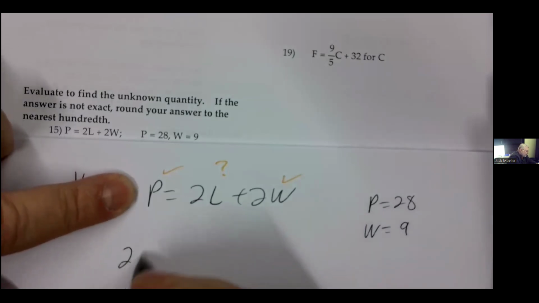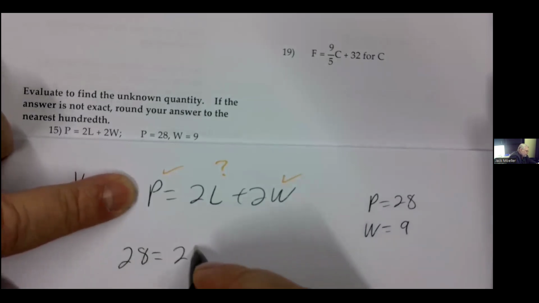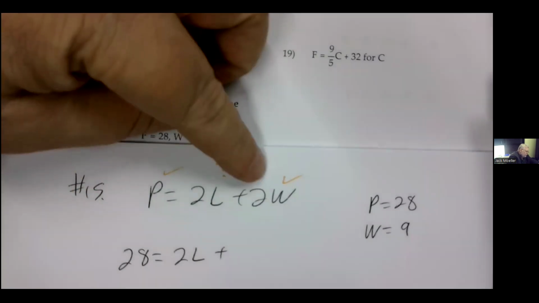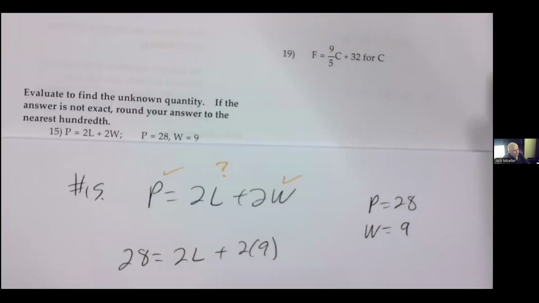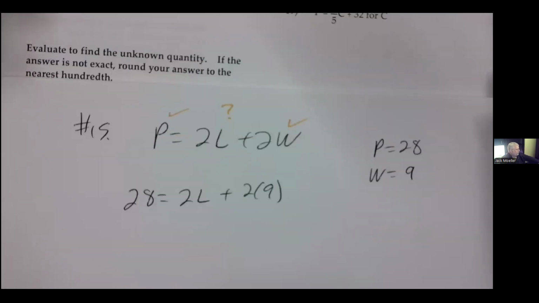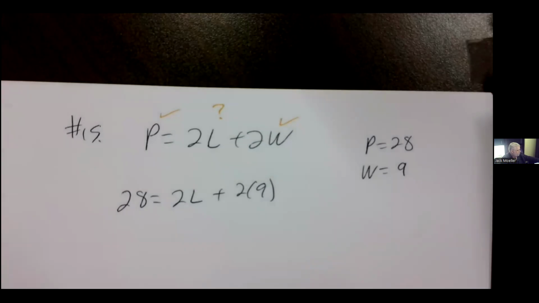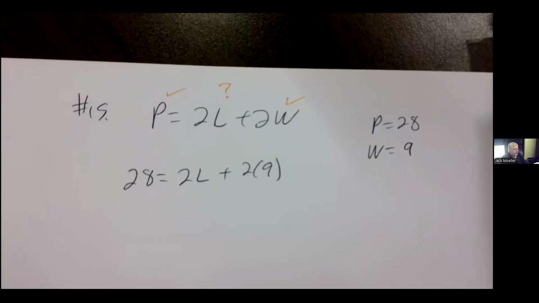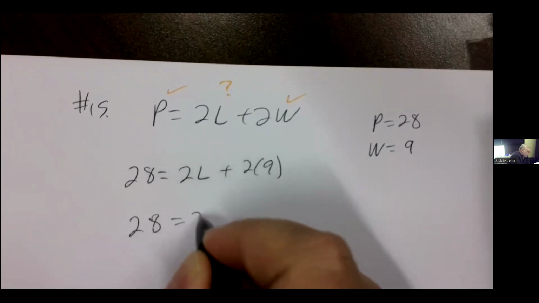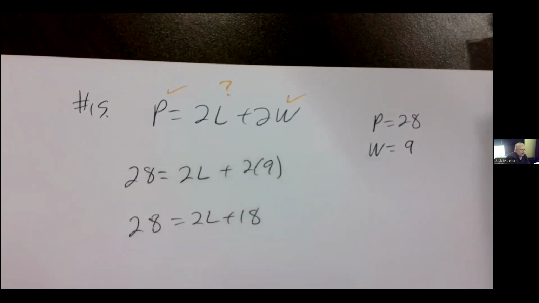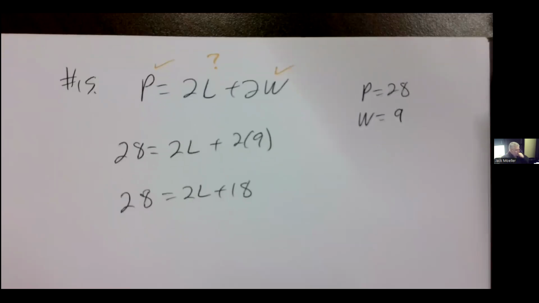So P is 28. We don't know L. So it's 2L, and then W is 9, so we have 2 times 9. So what do we do first? Well, just like we talked about with the equations, if you have something to do on one side or the other, like simplifying, distributing, do that first before you start solving. You can do 2 times 9, 28 equals 2L plus 18.